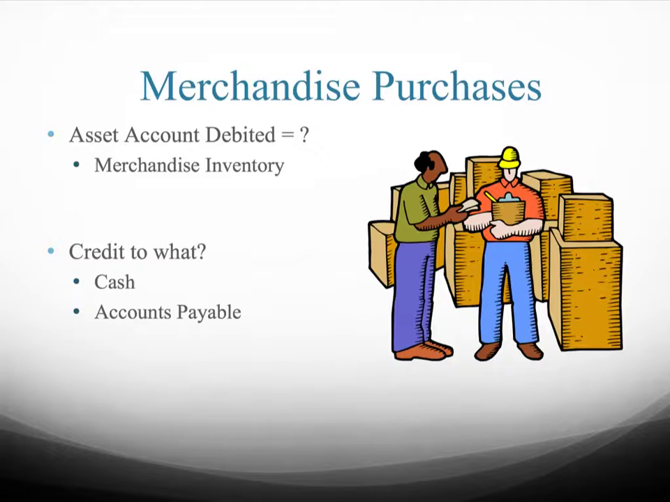So our asset account that we're going to debit would be what? What are we getting? What are we buying? Well, we're buying inventory. So merchandise inventory or inventory would be what we would debit. And how are we acquiring the inventory? What are we giving in return? That would be our credit. Well, we can either buy inventory with cash, or we can buy inventory on account with an account payable.